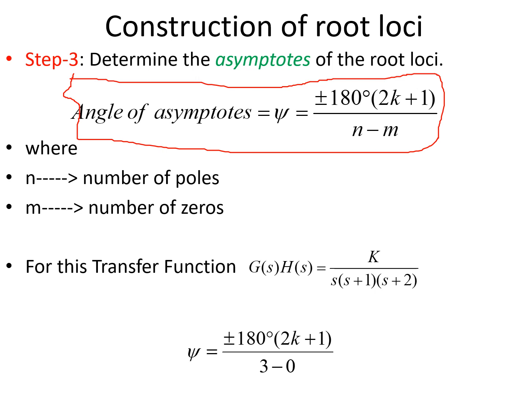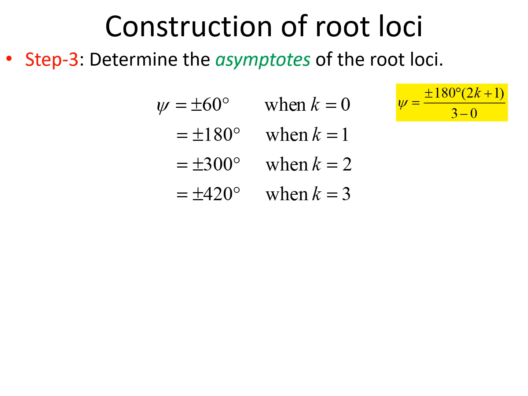Now for the previous example that we have taken, if we try to find the angle of asymptotes and the centroid point, the angle of asymptotes is taken as plus or minus 180 degrees (2k plus 1) divided by n minus m, where the number of poles was 3 and the number of zeros is 0. So this is the angle of asymptotes that we are going to get, and by replacing the value of k as equal to 0, 1, 2 and 3, since I need to have 4 asymptotes, we are getting the values plus or minus 60 degrees, plus or minus 180 degrees, plus or minus 300 degrees and plus or minus 420 degrees.